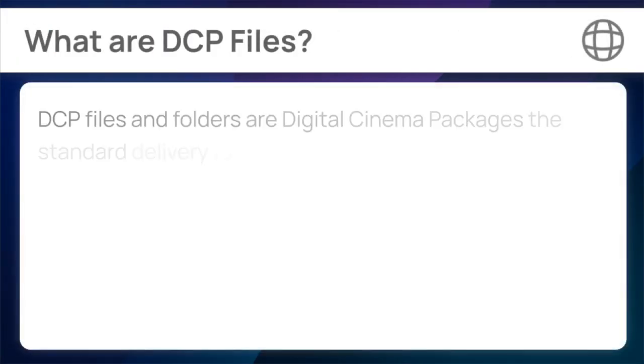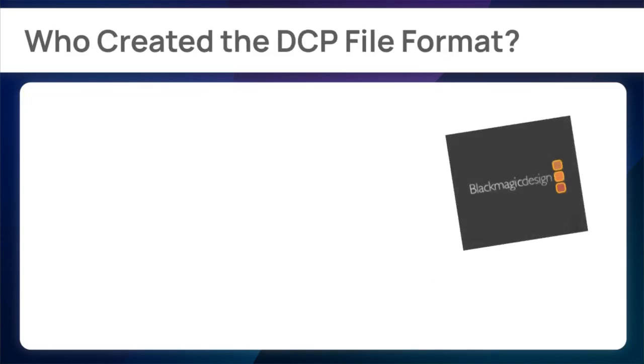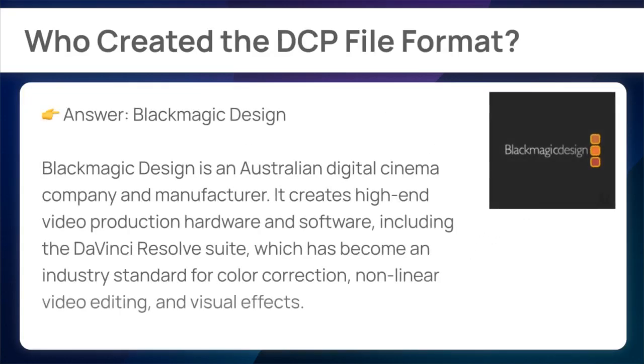DCP files and folders are digital cinema packages, the standard delivery format for theatrical motion picture exhibition. They contain JPEG 2000 encoded video frames, uncompressed PCM audio, encrypted or unencrypted content, with composition playlists, packing lists, and security data for cinema projector playback systems.